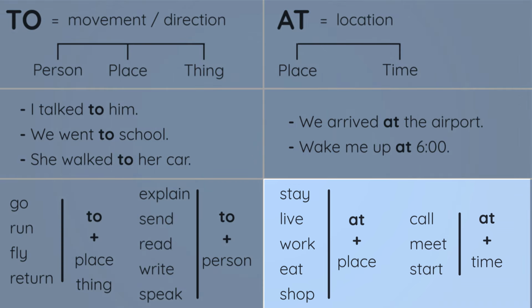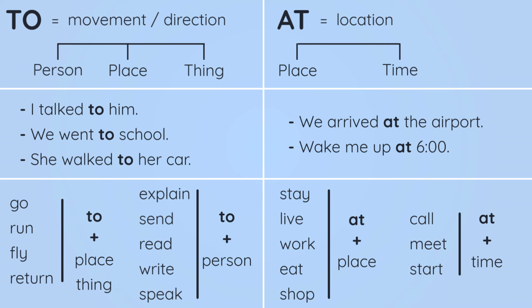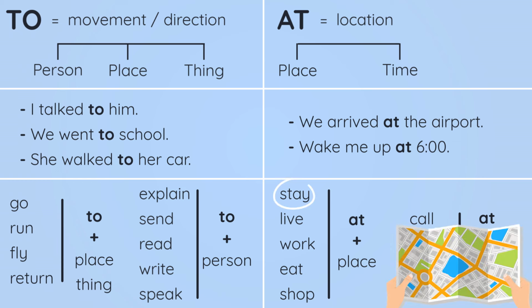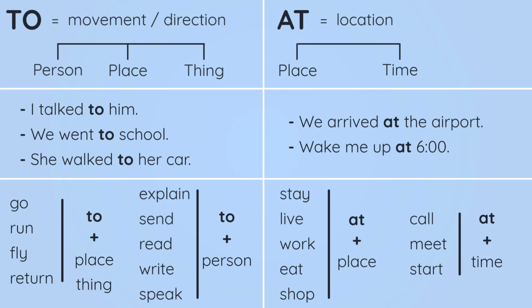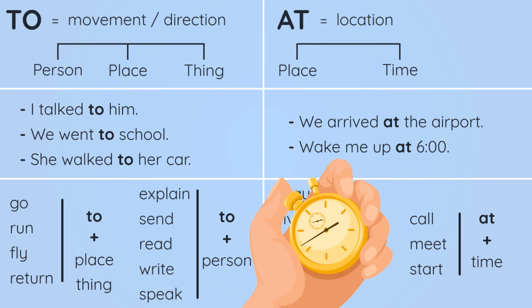Now, here are some other examples of verbs that you can use with at. But again, there are lots and lots of verbs. So what's really important is not to learn the verbs, but to learn how these prepositions are used and what exactly they mean. But here are some examples. We stayed at the hotel, for example. I live at. I work at. I eat at this restaurant. I shop at the mall. So, at plus place or sometimes at plus time.